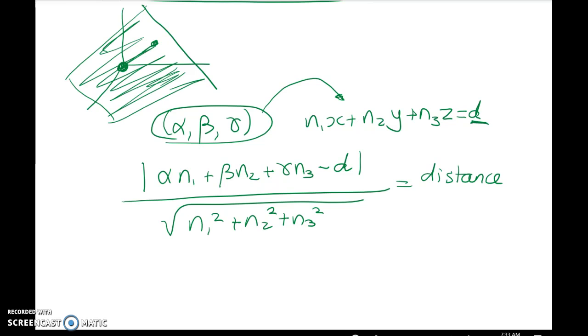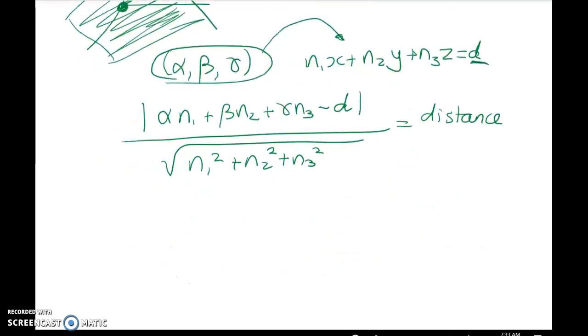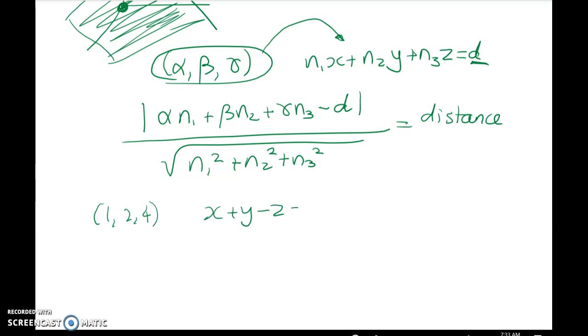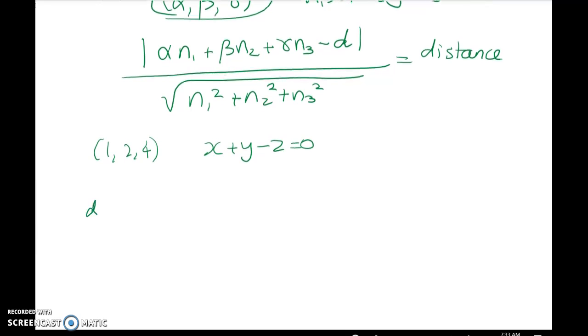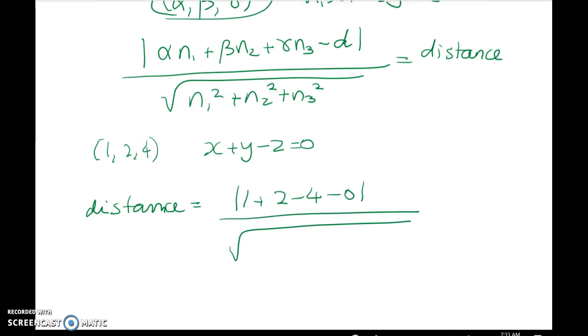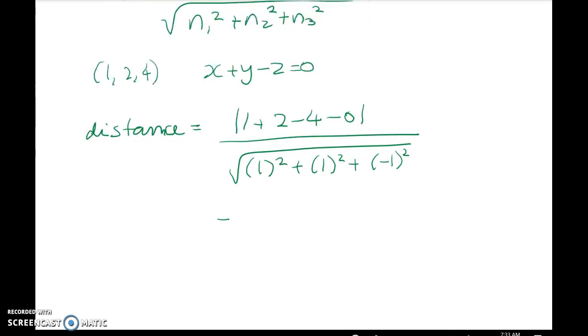So we can do that straight away on this and get our answer. So my point here is 1, 2, 4, and my plane is this. So the distance is equal to 1 plus 2 minus 4 minus 0 divided through by the square root of 1 squared plus 1 squared plus negative 1 squared. So what does that give me? Well, the numerator works out to be 1 over the square root of 3. So we're done, right? So very, very easy.